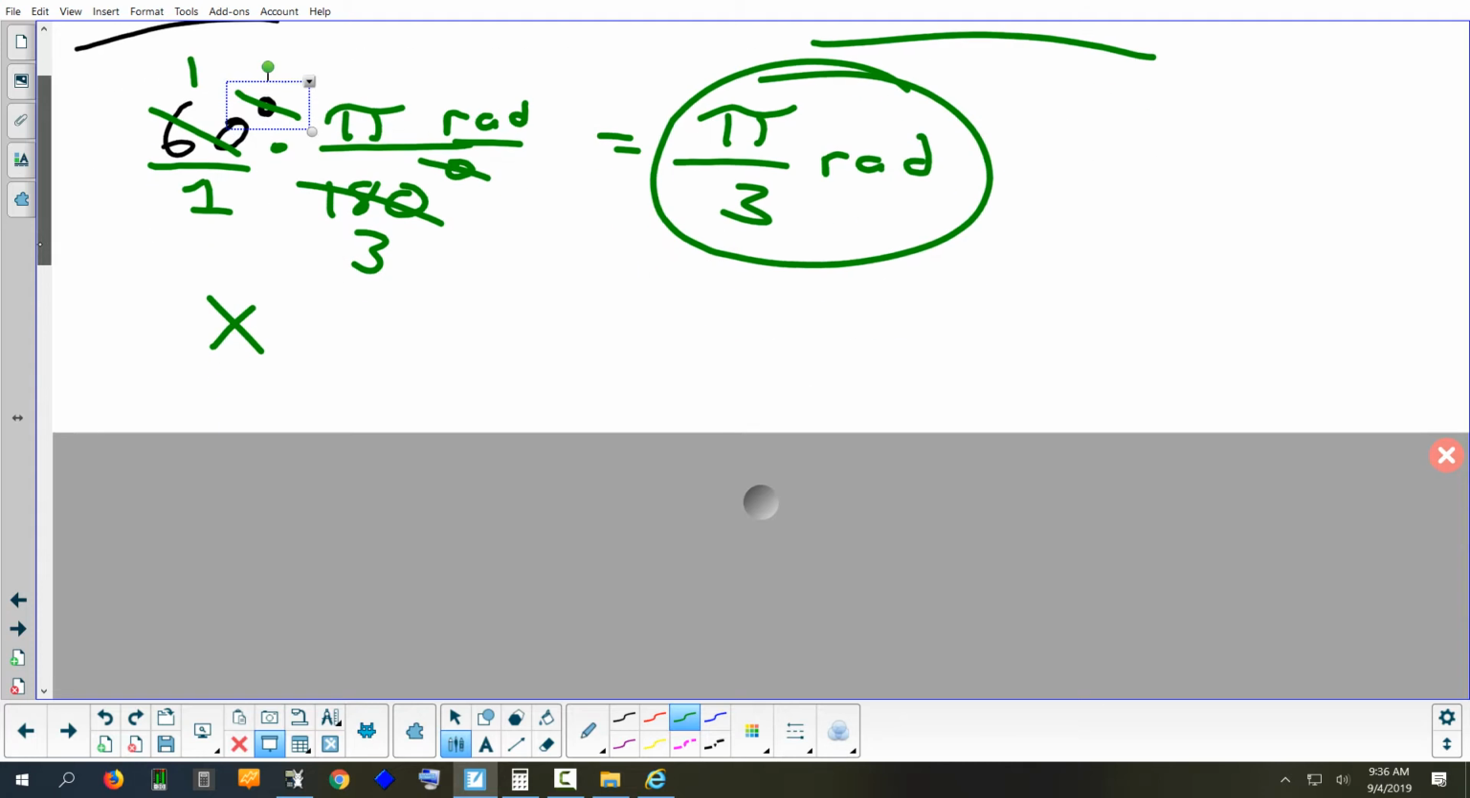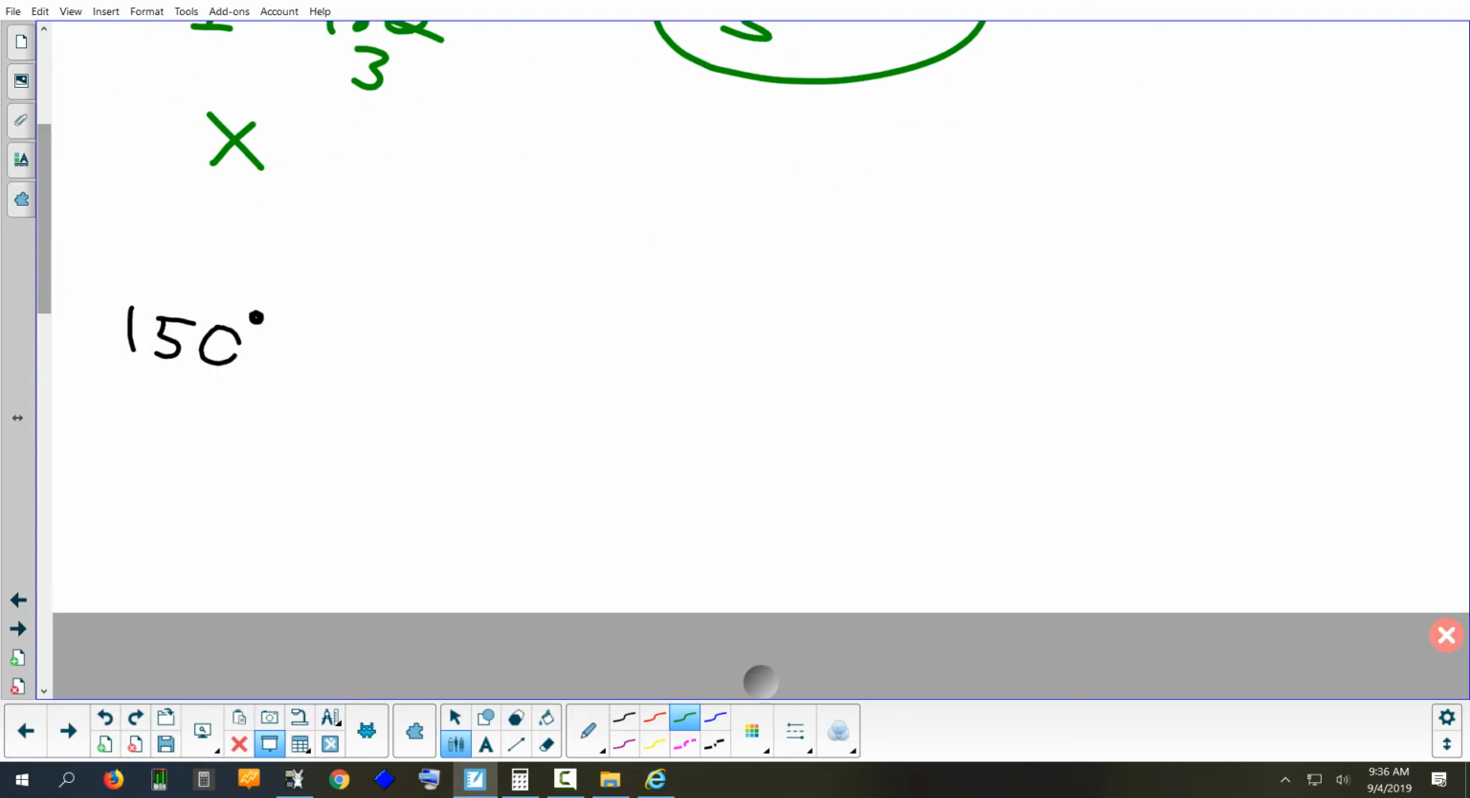All right, let's try this one. 150 degrees. All right, so Cal, where would degrees go here to cancel out the degrees on the 150? Top or bottom? The bottom. Yep, it's going to go in the bottom, which means radians is in the top. I'm not going to write RAD this time. Just pretend it's invisible. RAD in the top. Okay, so that cancels degrees.